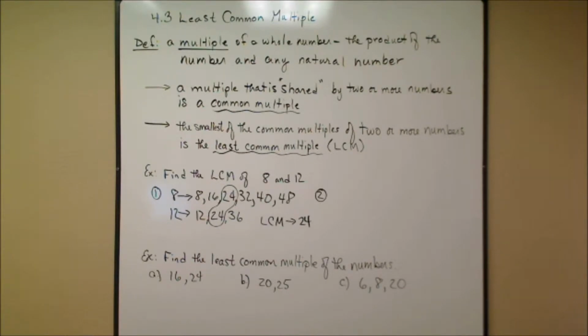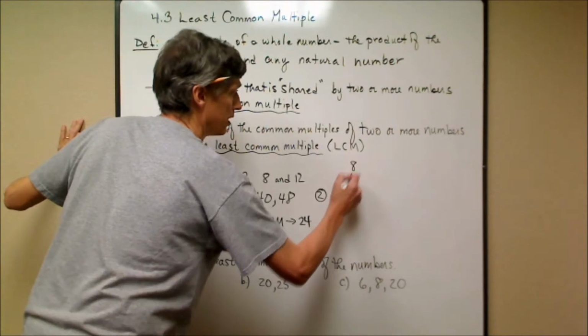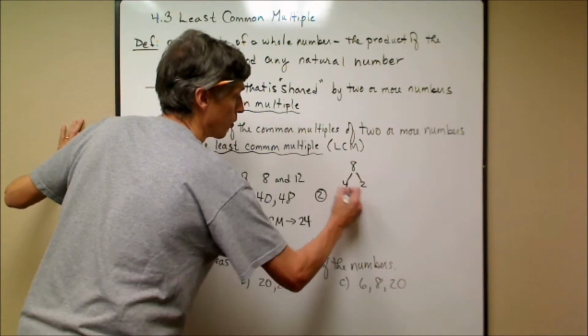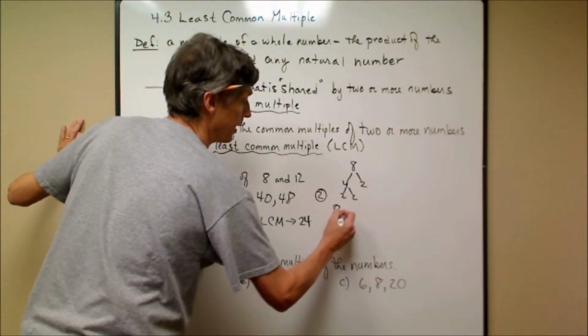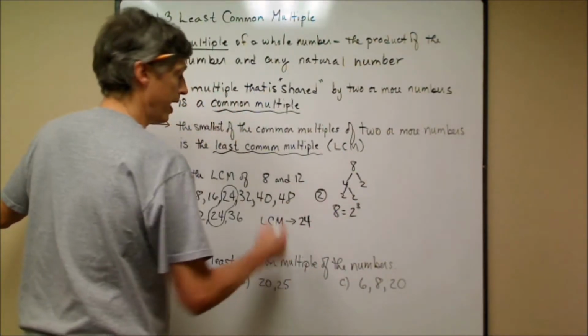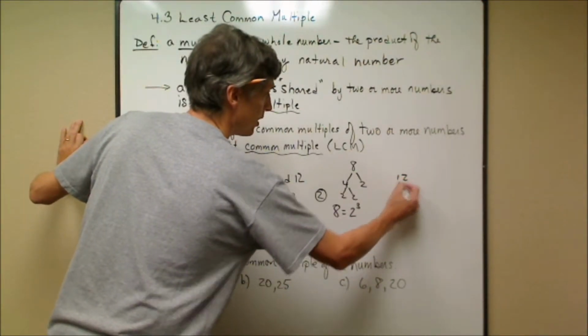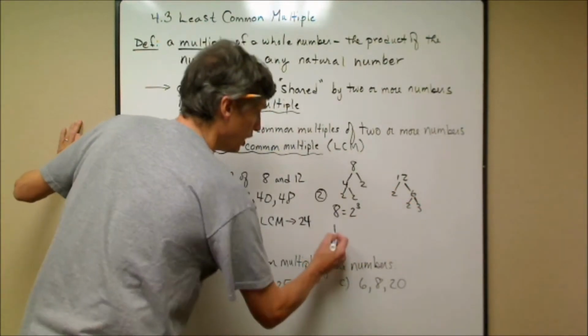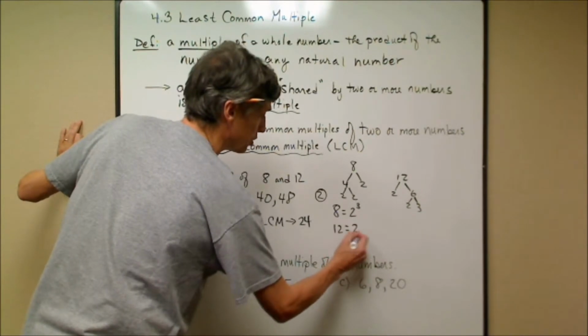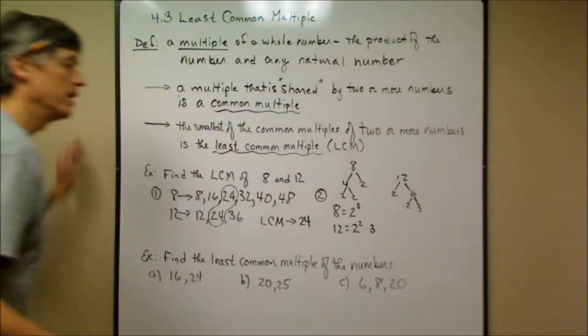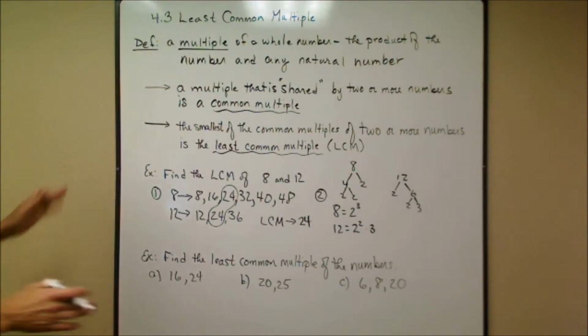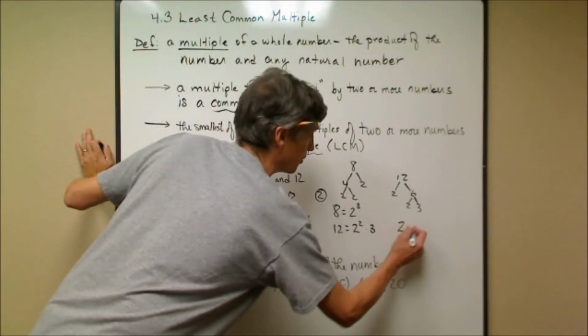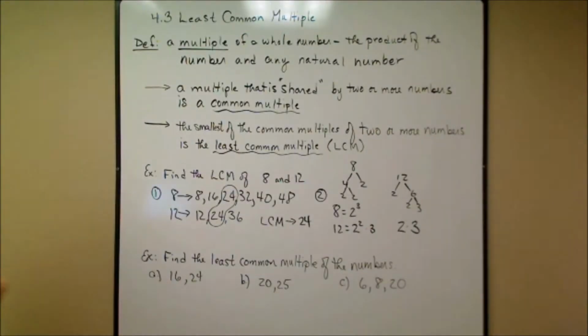Another way to do it is to use prime factorization. So I'm going to write the prime factorizations for 8. That's 4 times 2, and of course that's 2 times 2. So 8 is 2 to the third. And 12 is 2 times 6, and 6 is 2 times 3. So 12 is 2 to the second times 3. Now what you do is you list all the different factors, whether they're common or not, and that's 2 and 3. There are no other prime number factors of 8 or 12 other than 2 or 3.